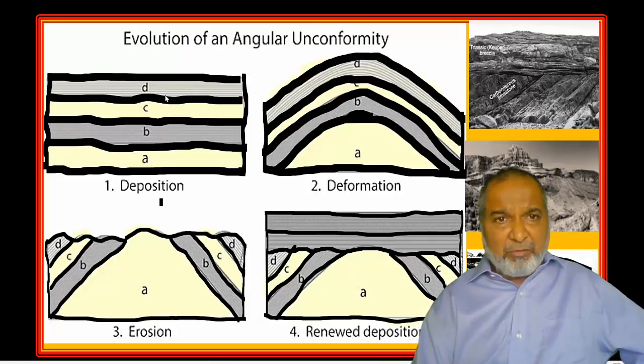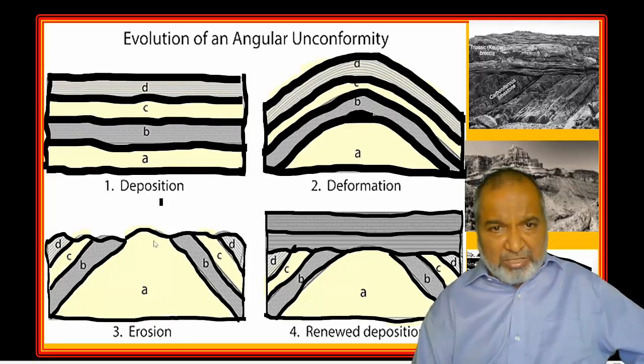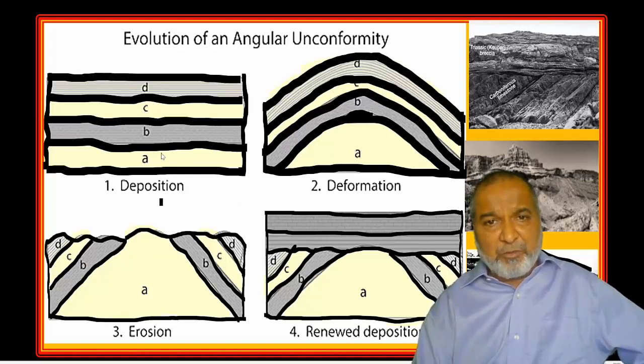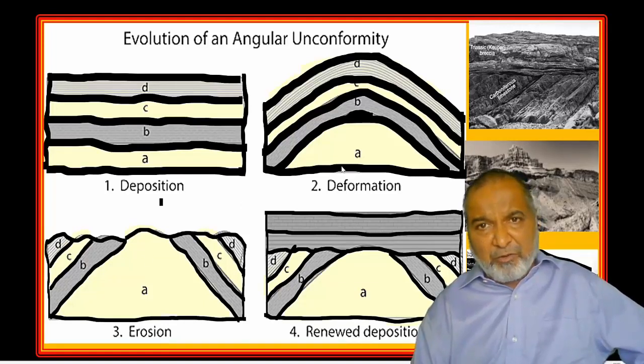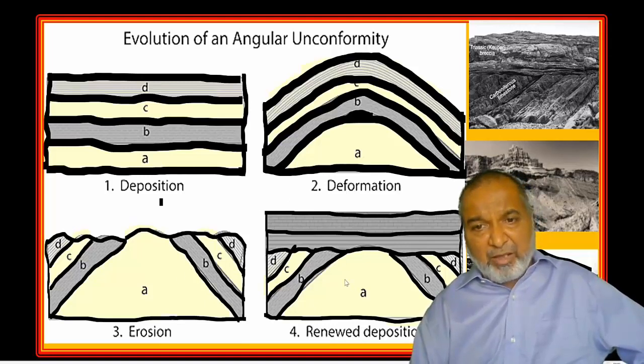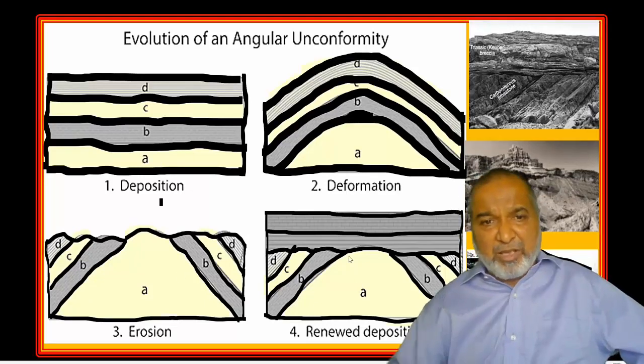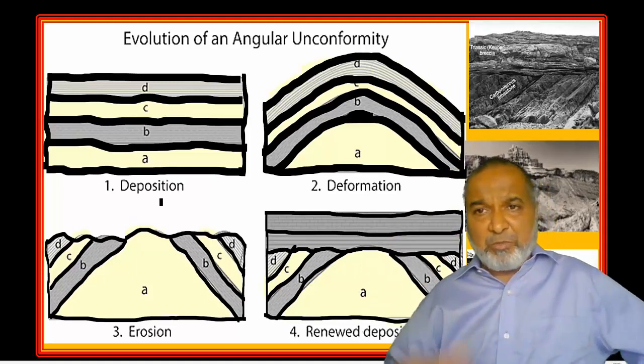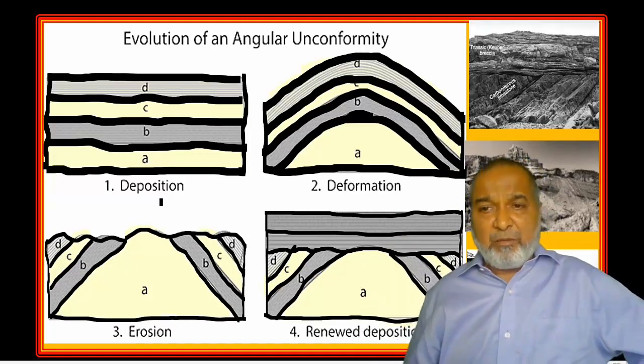Now, how is it formed? A, B, C, D, E beds are there. Deformation has taken place. After that, erosion has taken place. After erosion, again new beds are deposited. This is the process: deposition, deformation, erosion, and redeposition. After the erosion, subsidence occurs. After the subsidence, new beds are deposited on top. That is the horizontal beds.